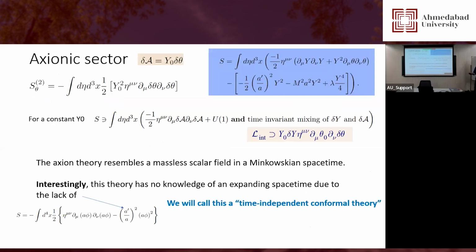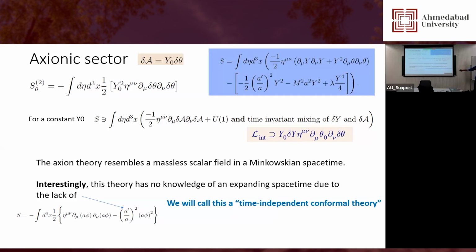That was all about the radial sector, but in the axionic sector, things are interesting. Again, I can start with this. Here there is no other part other than theta theta, which talks about axions. Axions live in theta theta, so this is the only part that I can write. And if Y naught, which is Y, is a constant, I can always take it inside, and I can define my axion field as Y times theta.